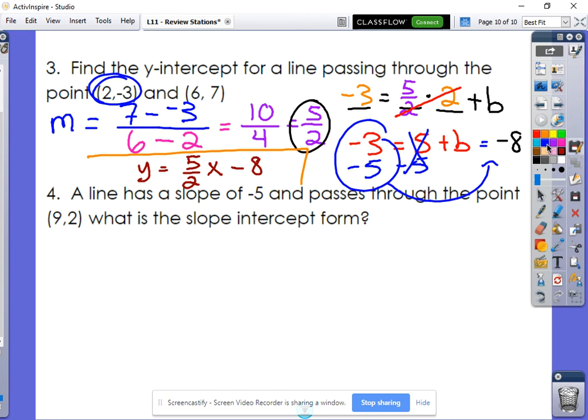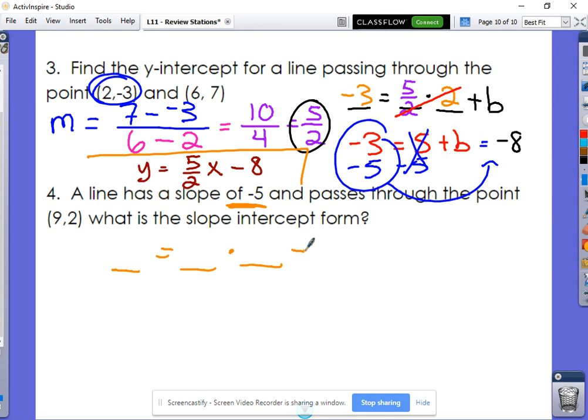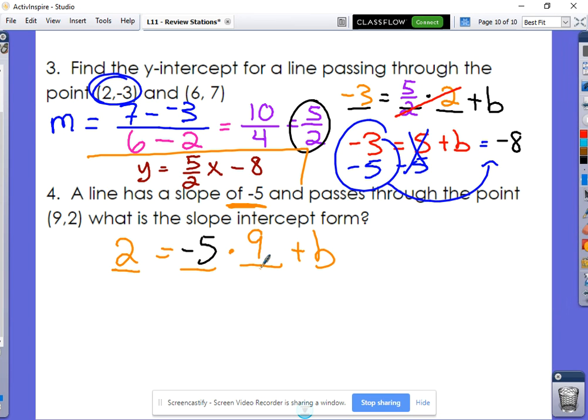And number 4, guys, is exactly the same, except you already have your slope. You don't even have to work to find it. So you're just going to go ahead and plug into this just like usual, and I'll let you finish this one. Plug in -5, and then our slope is 9, 2. So 2 goes here, 9 goes there. And then you rock and roll just like we've been doing for a couple weeks now.